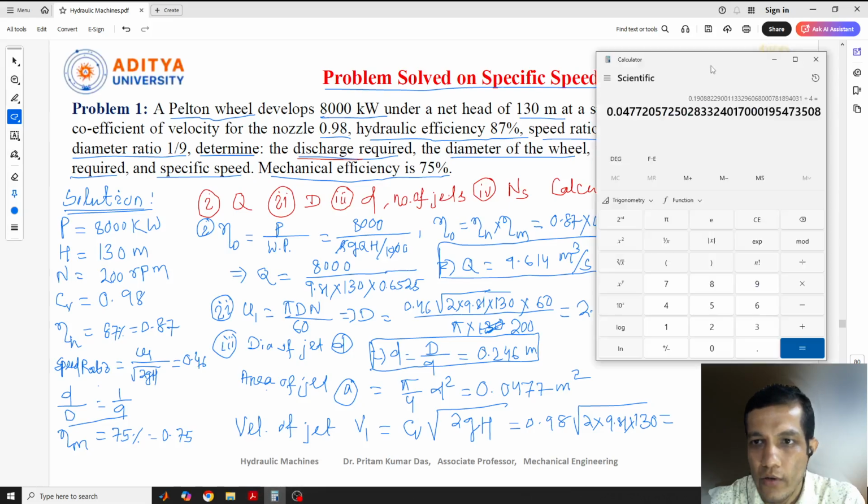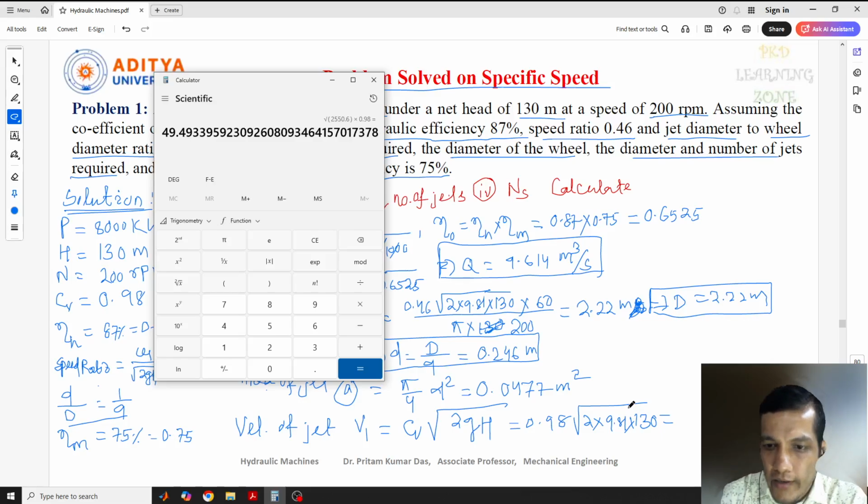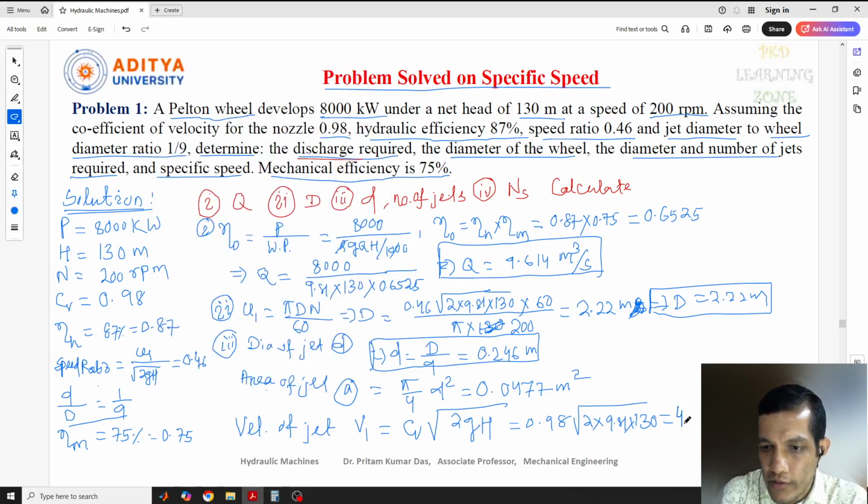So let's find out, as I told you, 2 into 9.81 into 130. How much did we get? Root over of this one, 50.50. Same thing, multiplied by 0.98, 49.49. So this one I got, this is 49.49 meter per second. This is the velocity of jet.